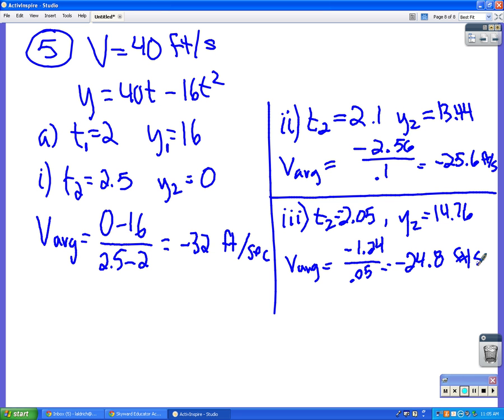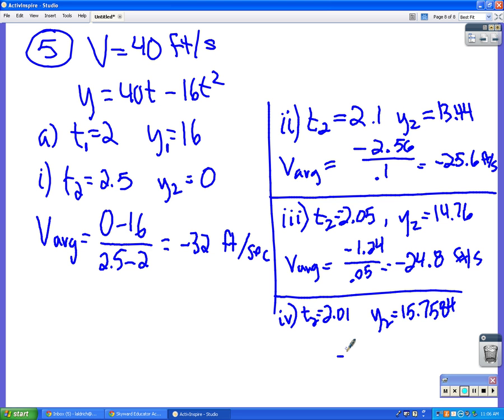And then part IV, 0.01. So what do I get when you plug that in? 15.7584. So if you go that minus that and then divide, you get an answer of negative 24.16 feet per second. That's a nice feet per second. Okay? All right, so yes, that's a lot of busy work. We're not really getting anything out of that.